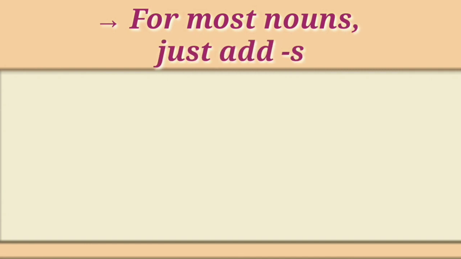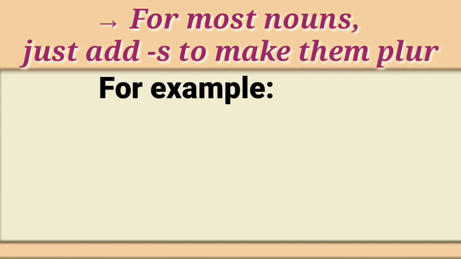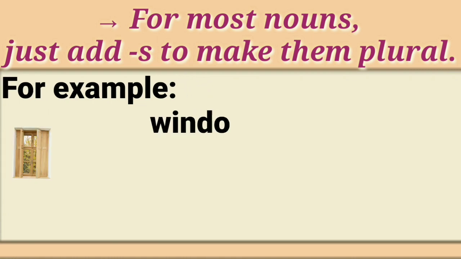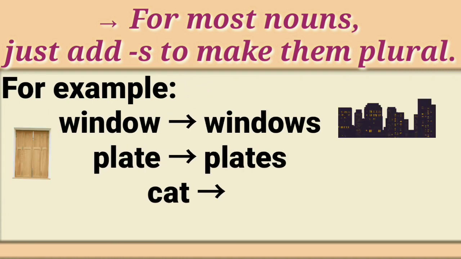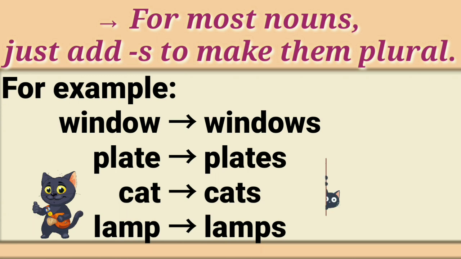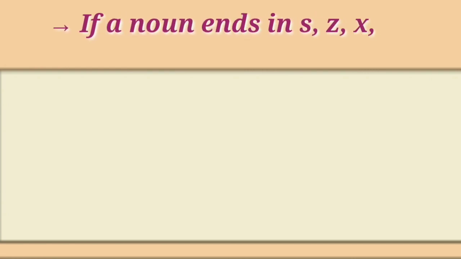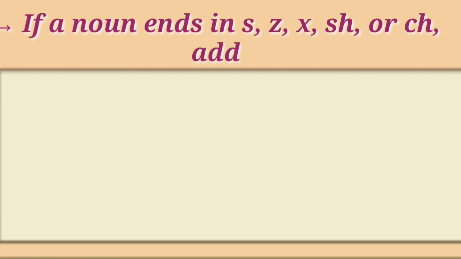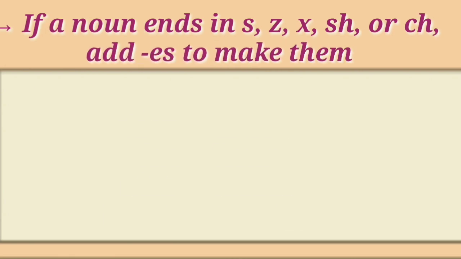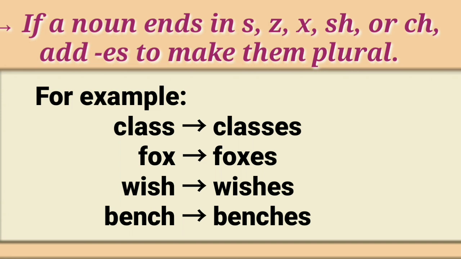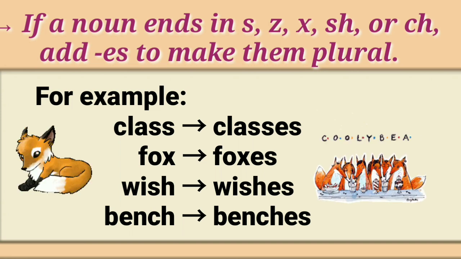Rule number 1. For most nouns, just add s to make them plural. For example, a window, windows; a plate, plates; a cat, cats; a lamp, lamps. Rule number 2. If a noun ends in s, z, x, sh or ch, add es to make them plural. For example, class, classes; fox, foxes; wish, wishes; bench, benches.